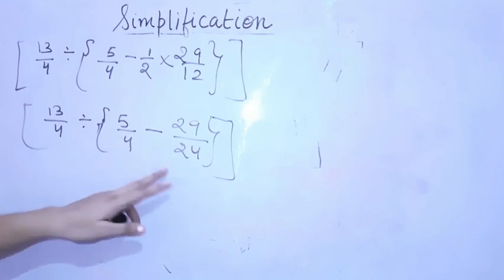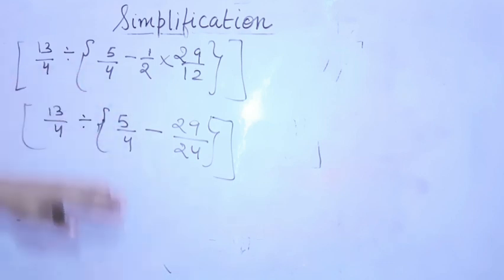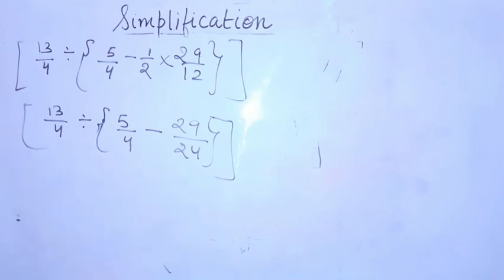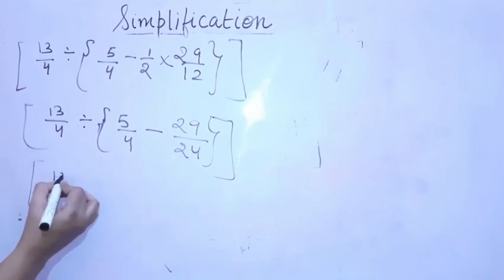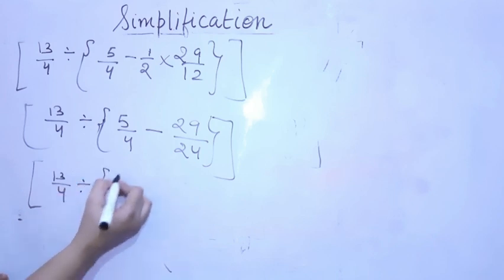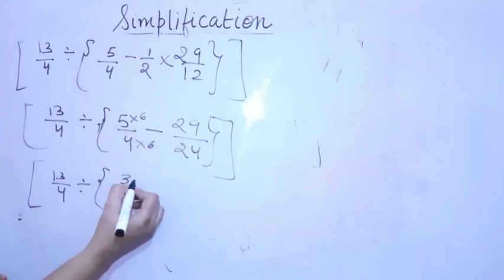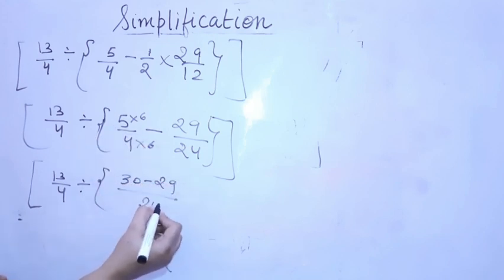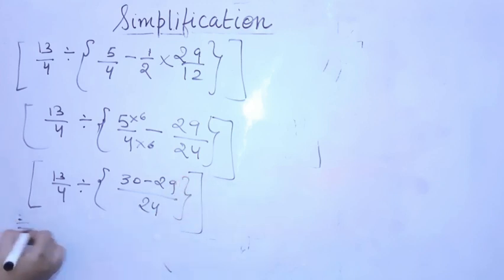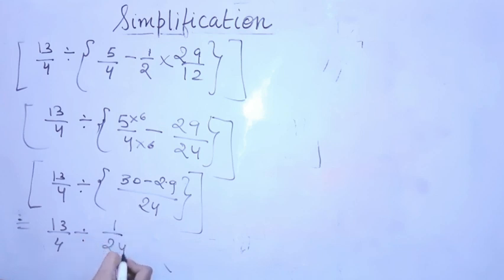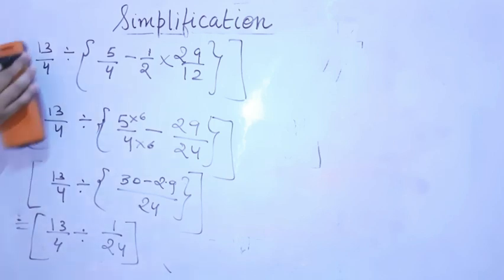Now what is the LCM of 4 and 24? You have to do it step by step, only then you will be able to get the right answer. Okay. The LCM of 4 and 24 is 24, because 24 comes in the table of 4. So it has to be multiplied by 6 in order to make it 24. So 30 minus 29 upon 24. Now 13 upon 4 divided by 30 minus 29, which is 1, so 1 upon 24. Now the things given in the big bracket will be solved.